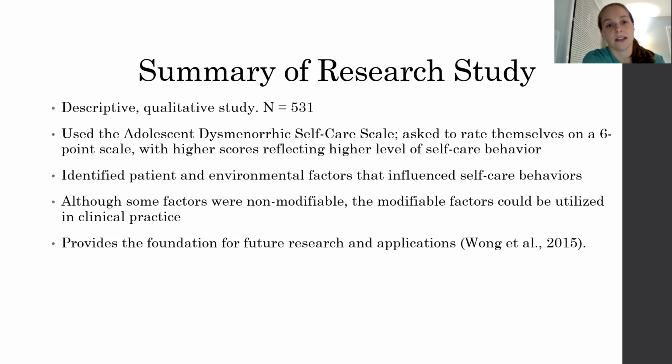So it used the adolescent dysmenorrheic self-care scale that asked the girls to rate themselves on a point scale, 1 through 6, with higher scores reflecting a higher level of self-care behavior. So it identified patient and environmental factors that influence their ability to perform self-care for themselves. Although some factors were non-modifiable, modifiable risk factors can be utilized in clinical practice. And it provides the foundation for future research and applications.